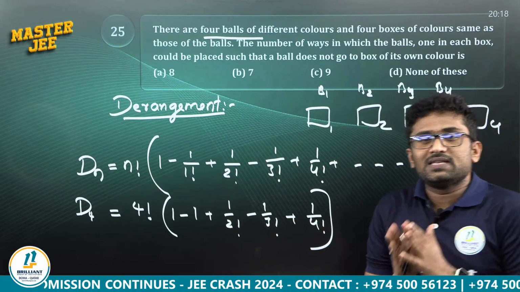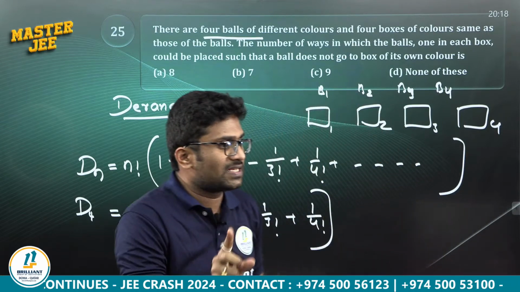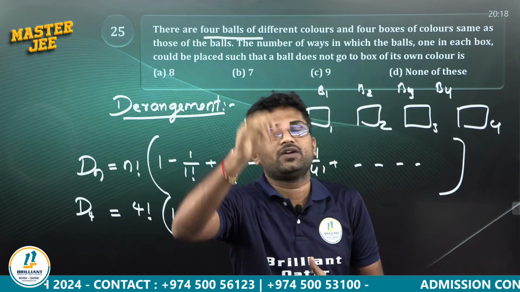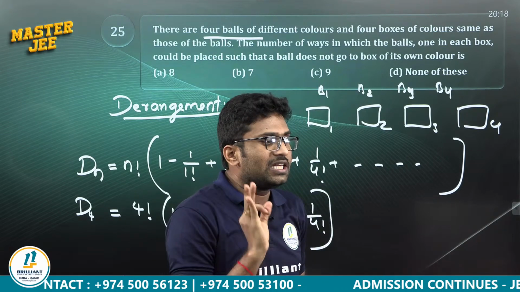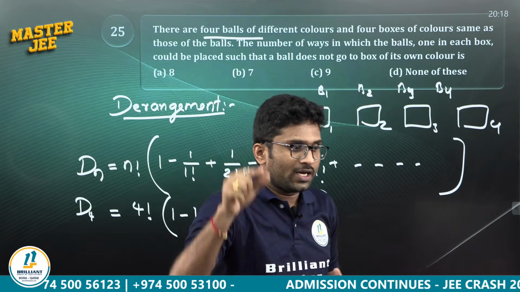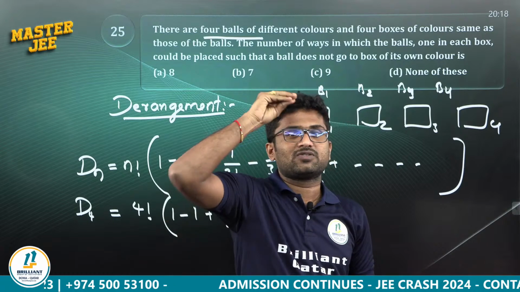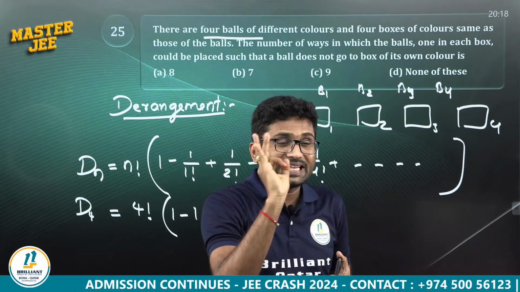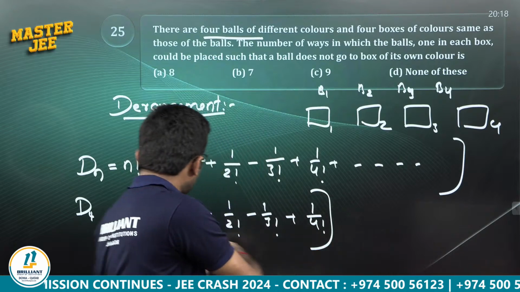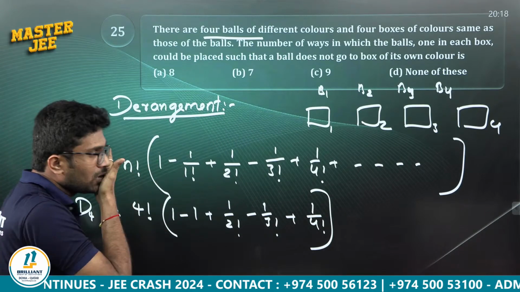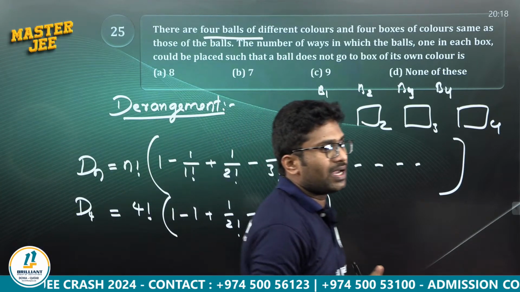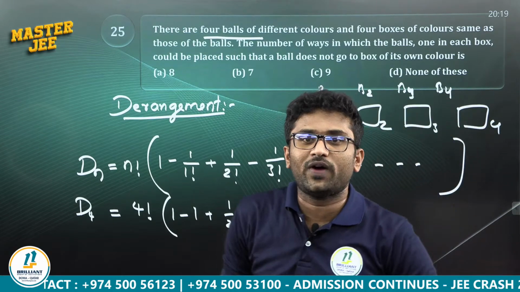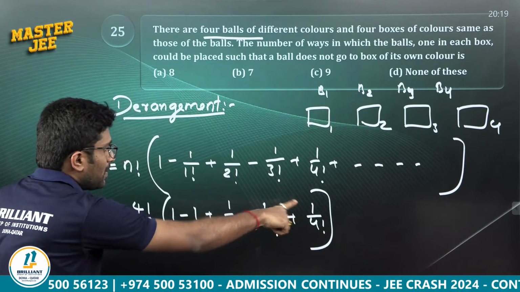Are you able to understand this? Very important, friends. Derangement principle. I didn't go over it in the morning session, that's the reason I have selectively taken this particular question to explain to you. It is denoted as Dn, and Dn equals n factorial times (1 minus 1 by 1 factorial plus 1 by 2 factorial minus 1 by 3 factorial and so on).